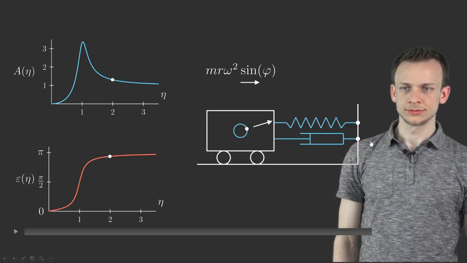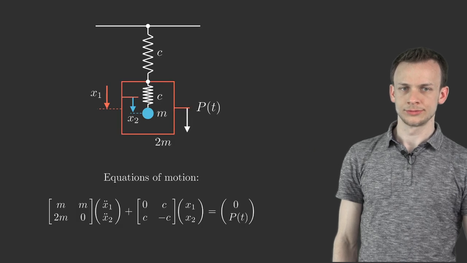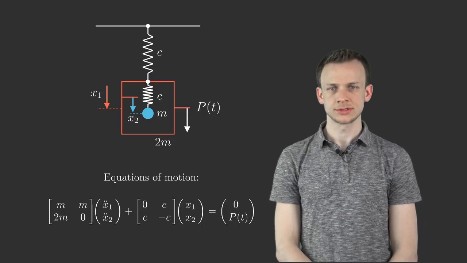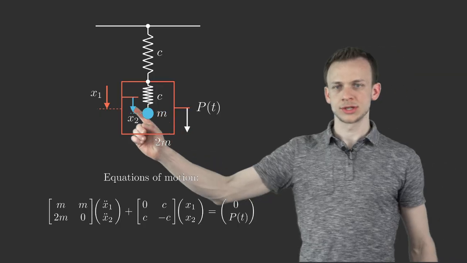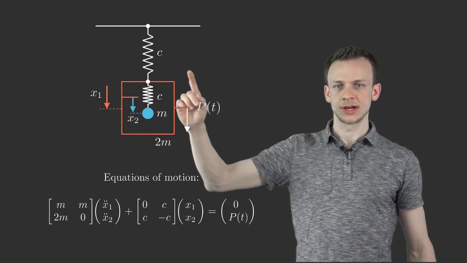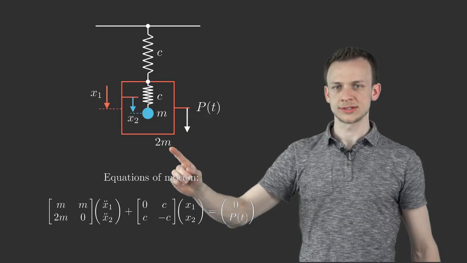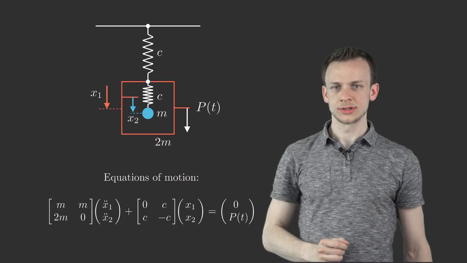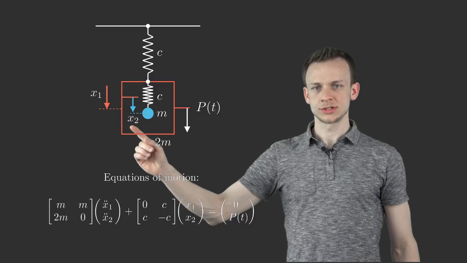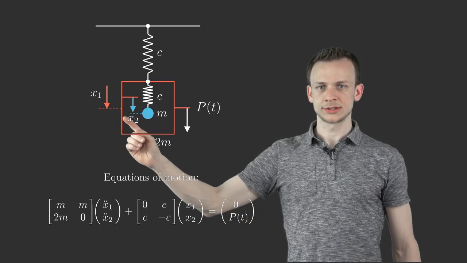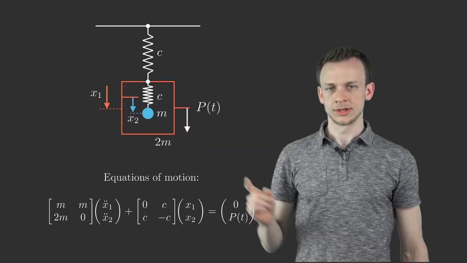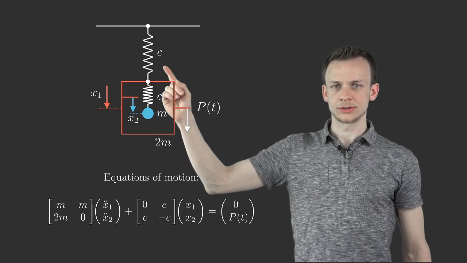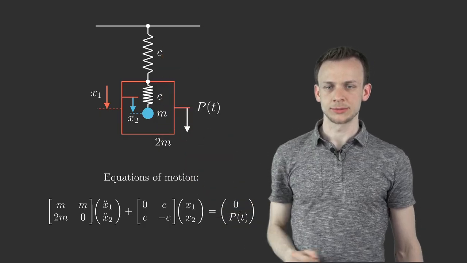So let's continue with the next example. In this example, we consider a 2 degrees of freedom system. So we have our first degree of freedom, the outer box here with mass 2m, and we have the inner mass point m with the position x2 with respect to the outer box here. And both masses are connected by a spring here, and the outer mass is also connected to the environment by a spring.